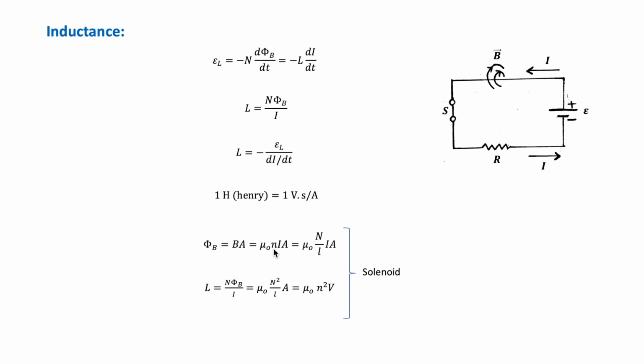And from this we find the inductance of the solenoid is equal to mu naught N squared over L A. And if we substitute N equal to small n times L, then we get mu naught n squared V, where V is the interior volume of the solenoid, okay? And the self-induced electromotive force in the solenoid, if the current is increasing or decreasing, can be found from this equation.